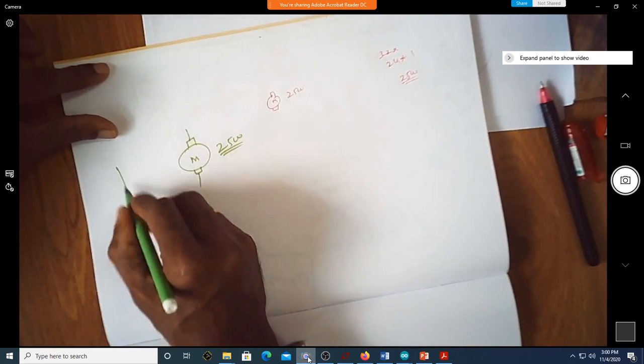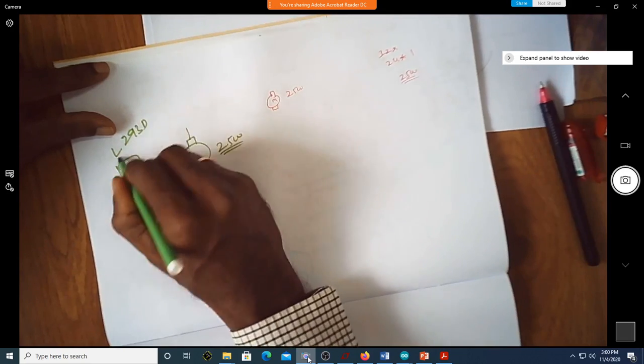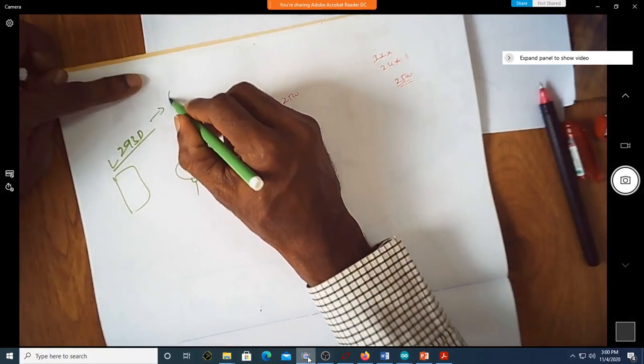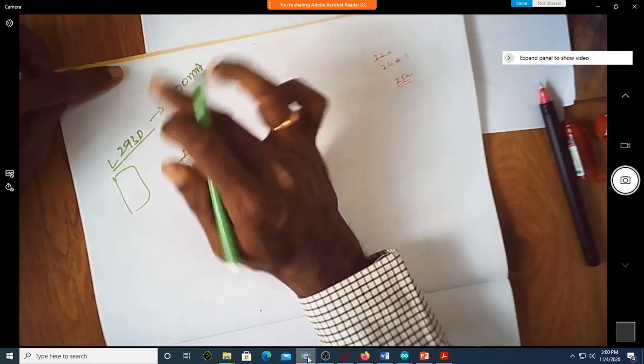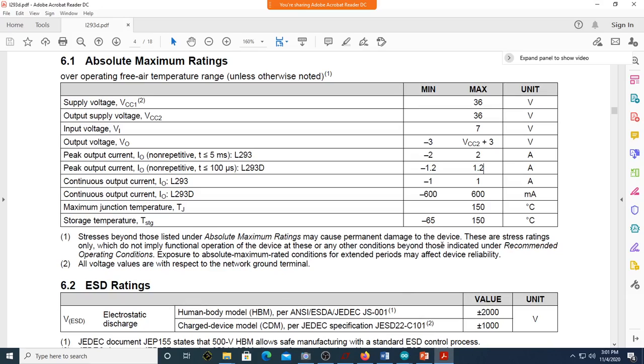I want to use the L293D IC. So from the data sheet, what is the maximum current it can source or sink? Minus 600 milliampere continuously, sir. 600 milliampere. That's what is there here. So that's how your data sheet will help.